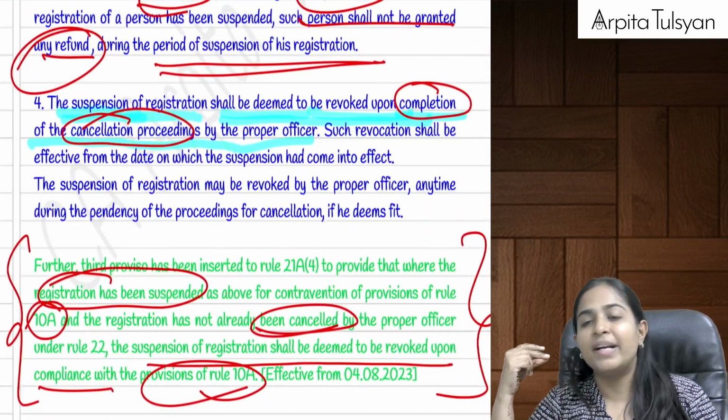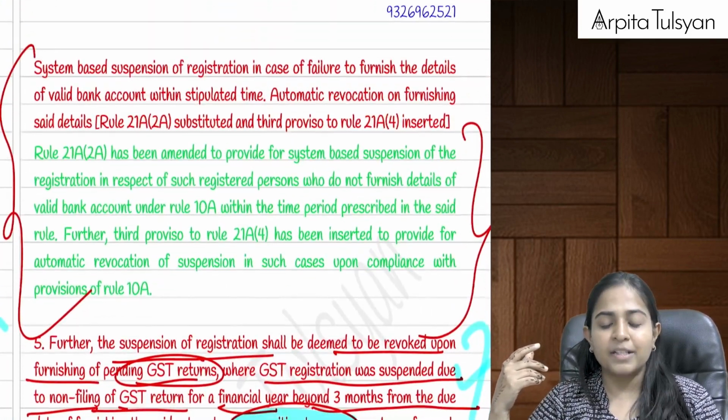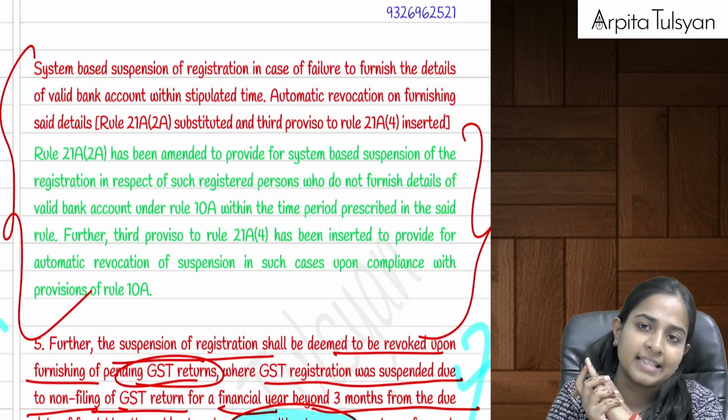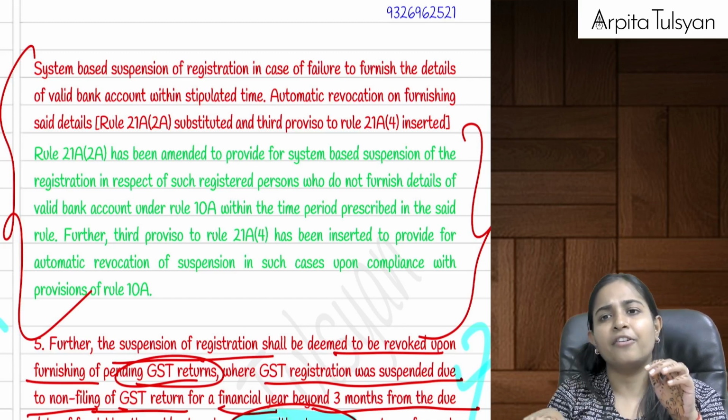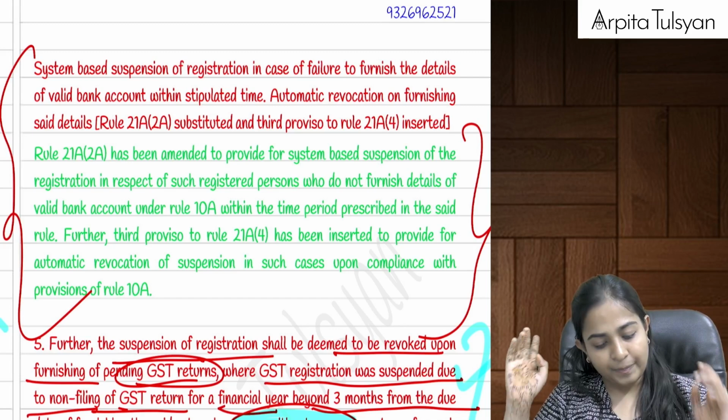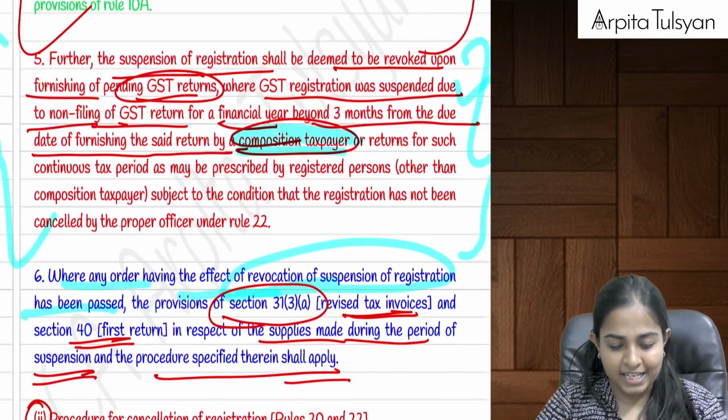And now they have made it system based. As per the amendment, now they have made it system based. As soon as you furnish your bank account details in the system, the GST portal itself will remove your suspension and you can continue with your registration. Okay, so this was one benefit that has been given.